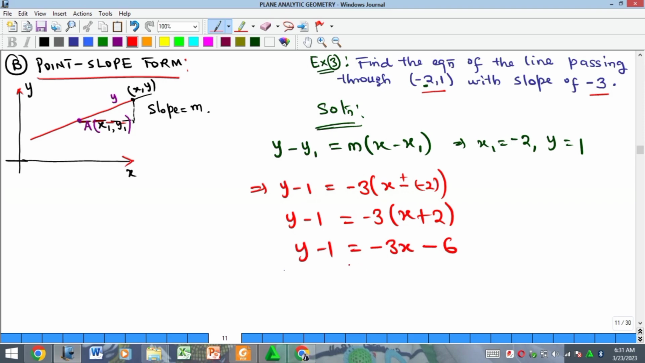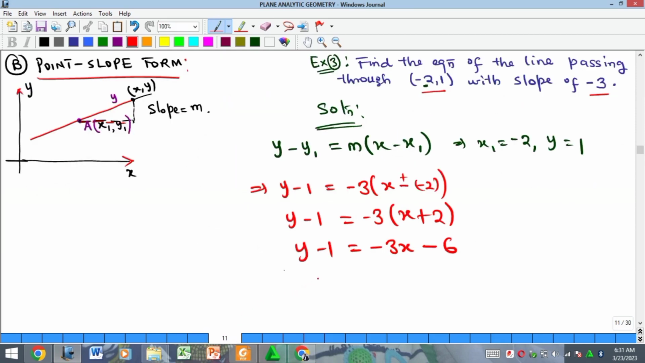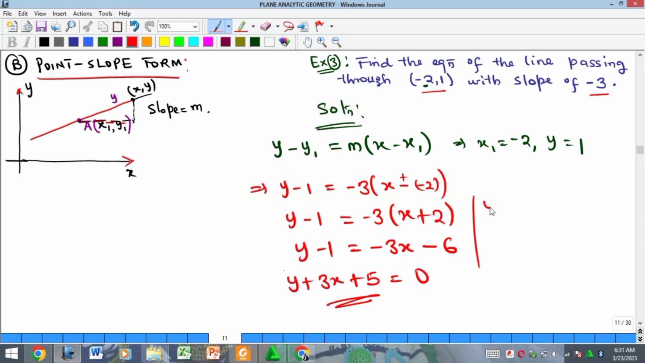Now remember, you can leave this equation in this form where you make y the subject, or in the general form. If I leave it in the general form, that means I'm taking everything to the left hand side, so y, minus 3x coming over will become plus 3x, minus 6 coming over will become plus 6, and minus 1 plus 6 will give me plus 5, and that is equal to 0, which is my solution.